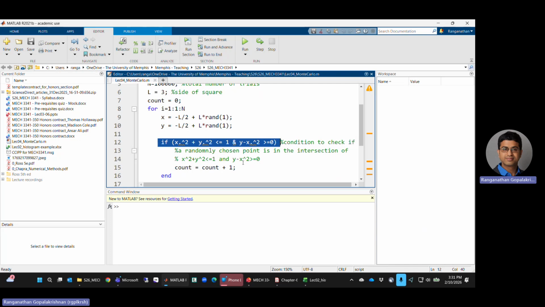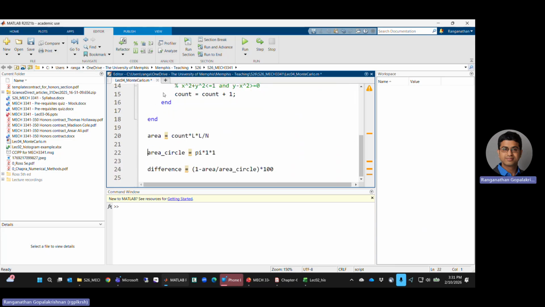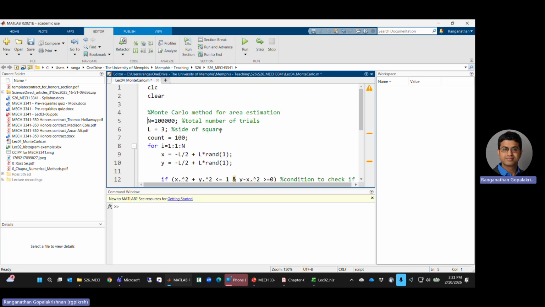Any doubts before I go on? Okay. All right. So I'm going to choose a square of side 3, and I'm going to try, let's say, 100 trials. You don't have to write anything at this point. Just look at the screen. I'm choosing length equals 3 and number of counts equal to not 100,000, 100. And I'm going to run my code.